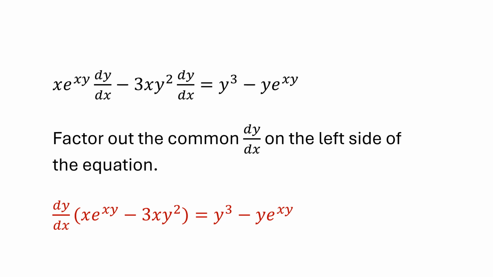Then we will factor out dy/dx on the left side of the equation. So we have dy/dx times x e to the xy minus 3xy squared. We haven't touched the right-hand side, so it will remain the same.